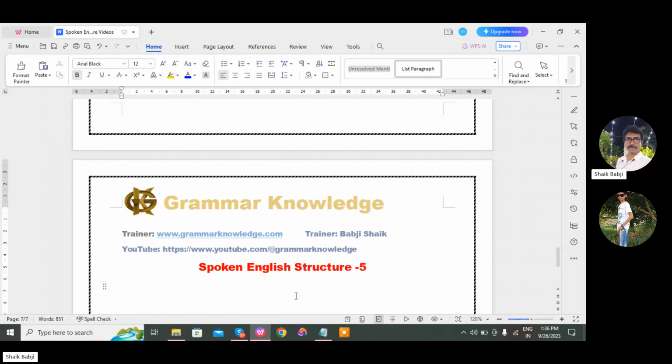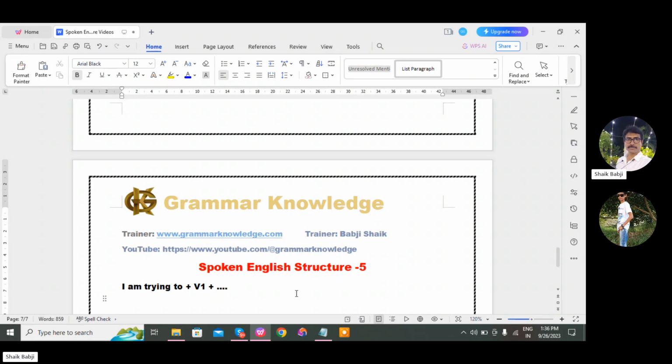The fifth structure. Let's see the fifth structure. What is the structure? The structure is I am trying to plus V1 plus something.